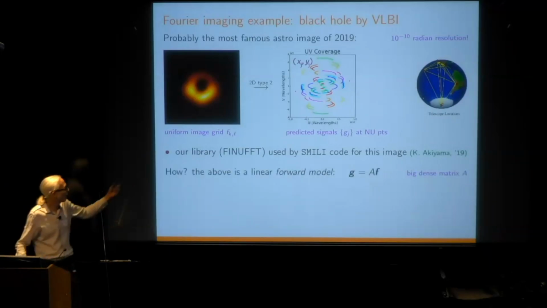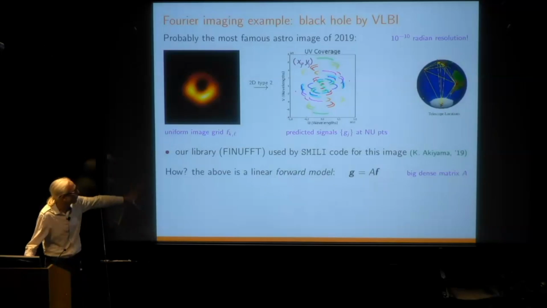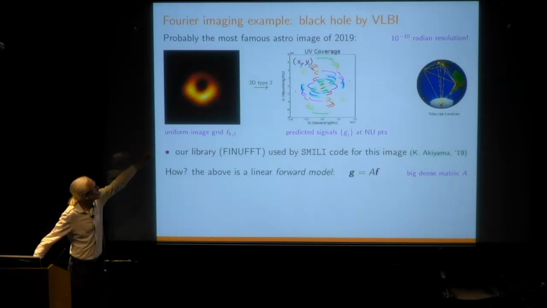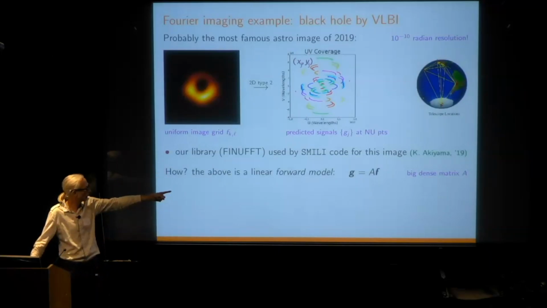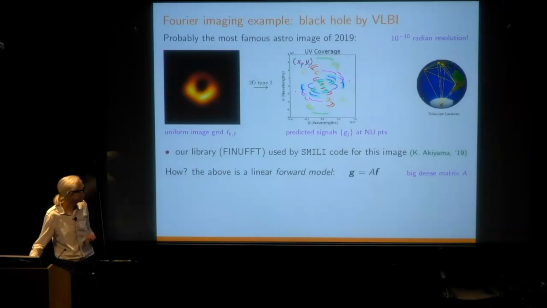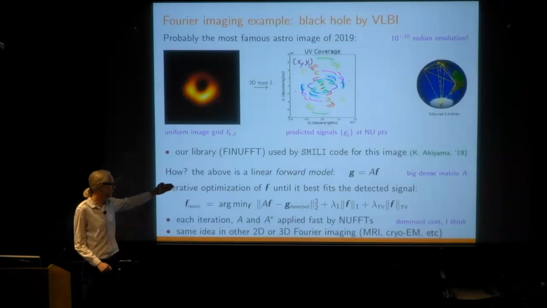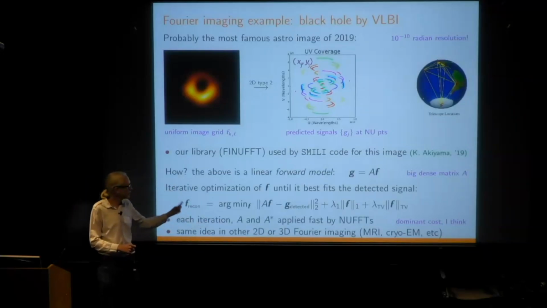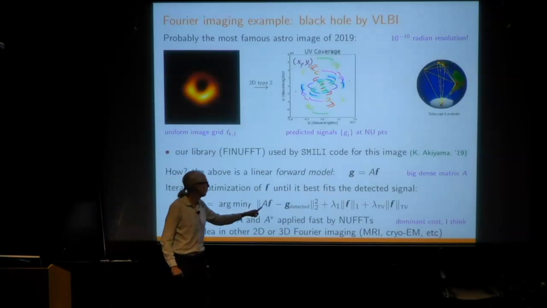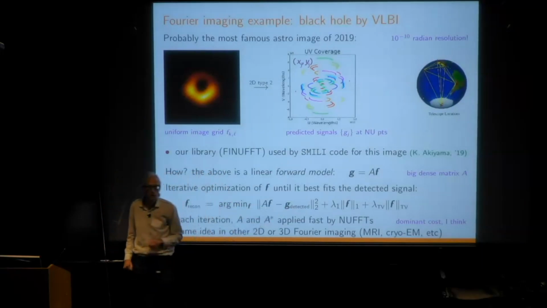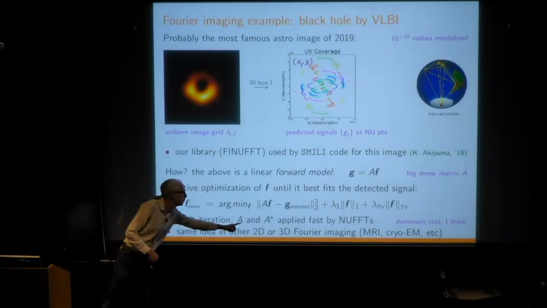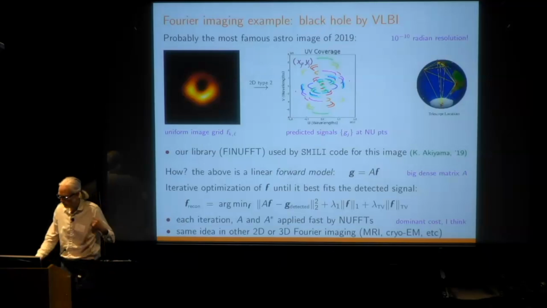So, okay, just briefly, what goes on here? You can write this image-to-signal map as a linear map. It's a big matrix, right? So f goes to g. And then what they do, and this is common to Fourier imaging applications, is you iteratively optimize some objective function that involves the predicted signal minus the detected signal, and then you add some regularization terms, and every time you want to apply the matrix A or A transpose, you use the NUFFT.